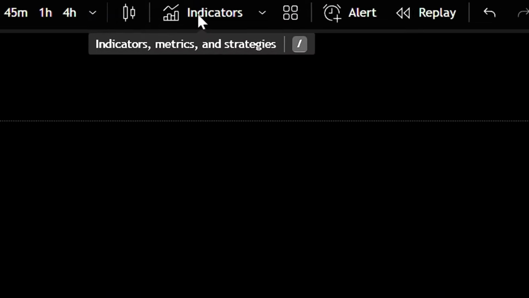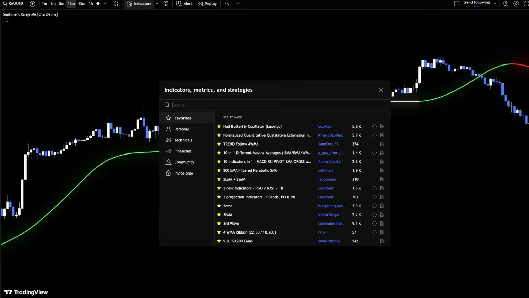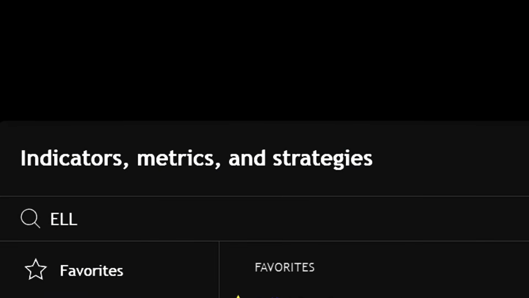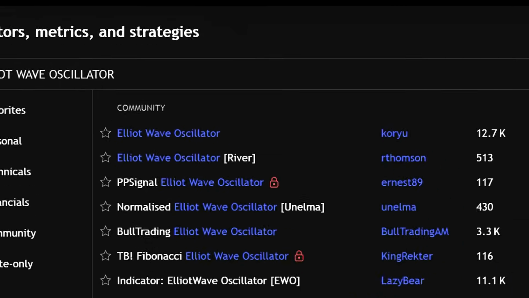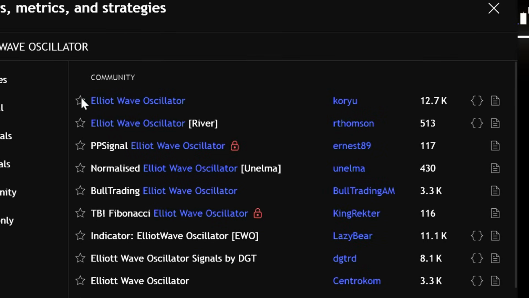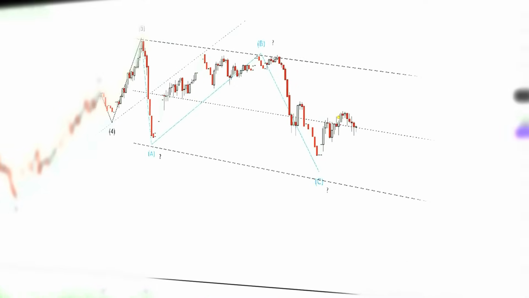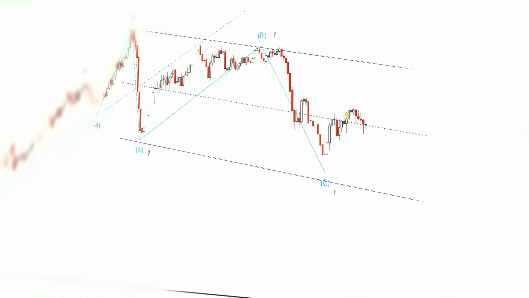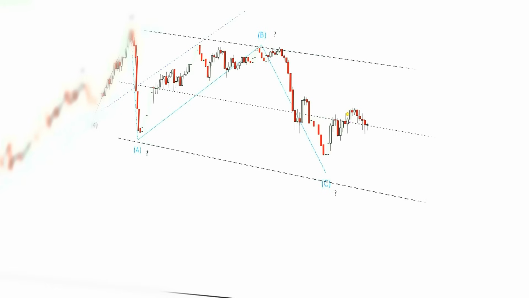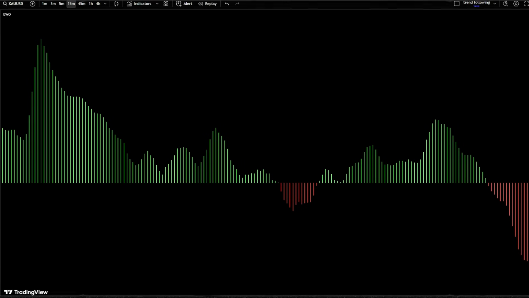Adding it is so easy. You just go to the Indicators tab in TradingView and search for Elliott Wave Oscillator. Now, to be honest, the default settings aren't really tuned for what we're trying to do here, which is just to identify the main market trend. So we're going to go in and tweak the settings to make it work for our purpose.